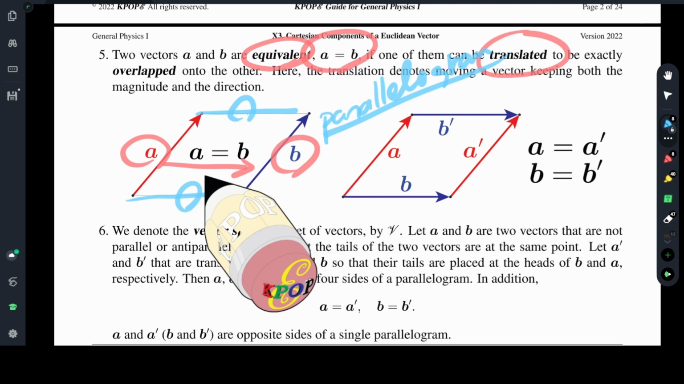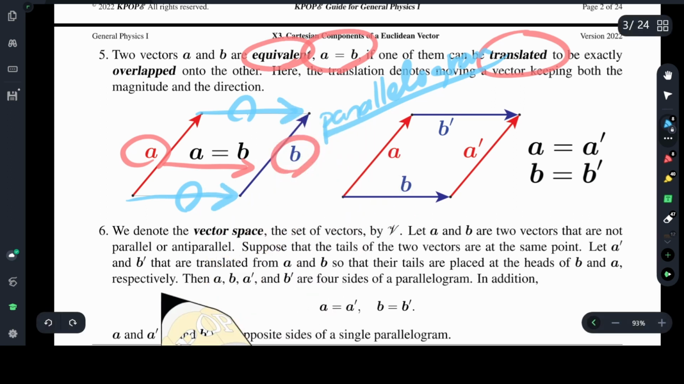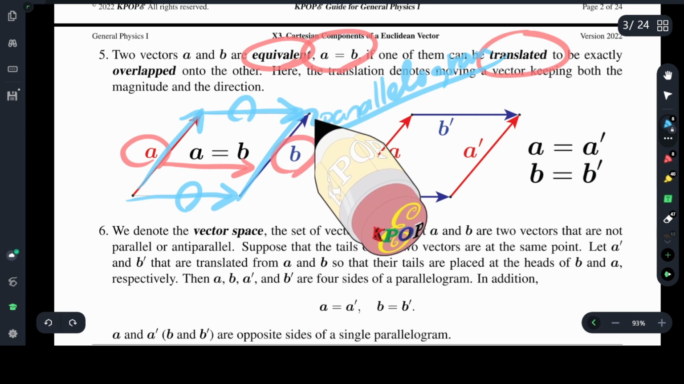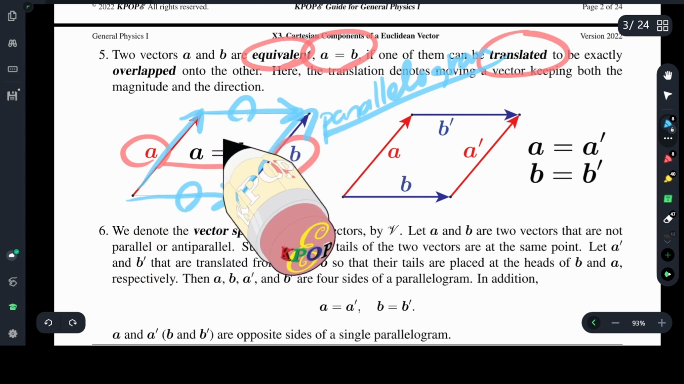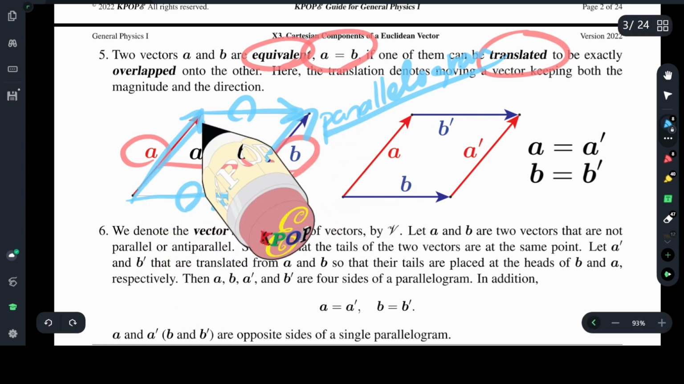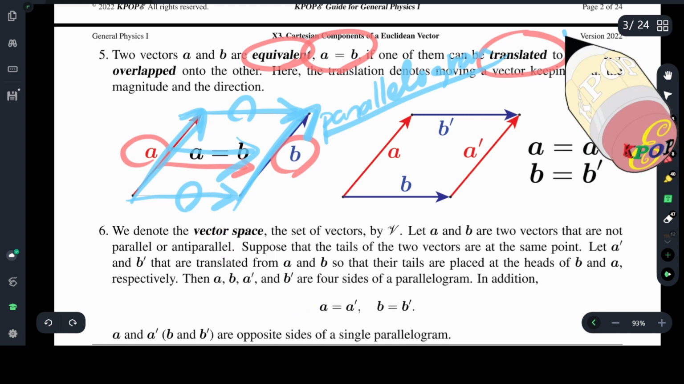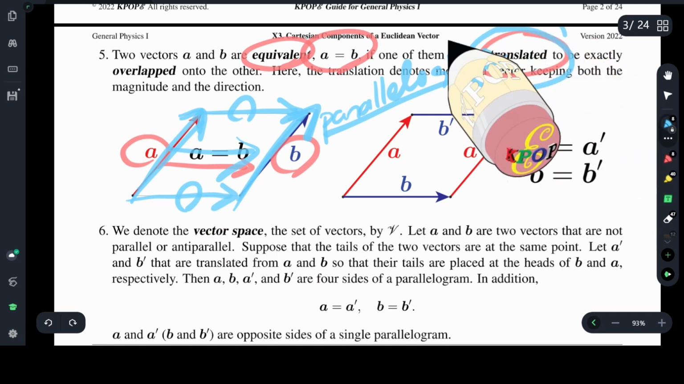So the magnitudes of these two vectors are the same, and these two vectors are the same. Sure, the magnitudes are the same, but the direction may not be the same, so you have to choose the same direction. This kind of transformation is called a translation. So translation and invariance of the vector is quite useful to define addition.